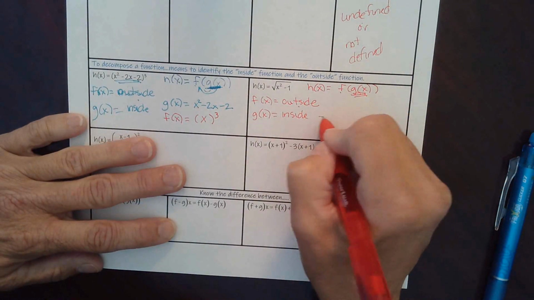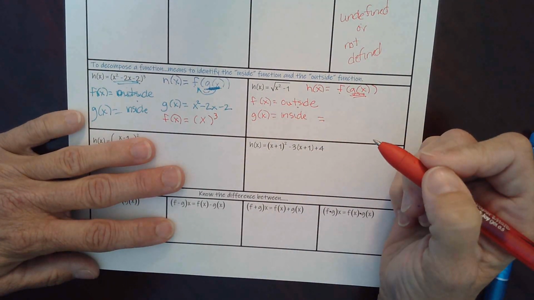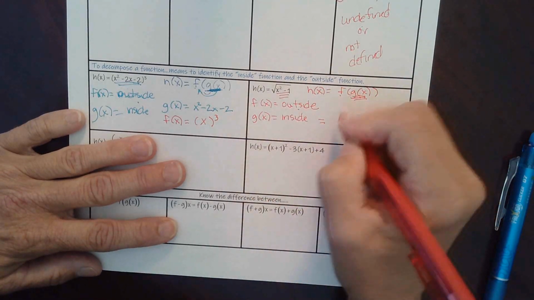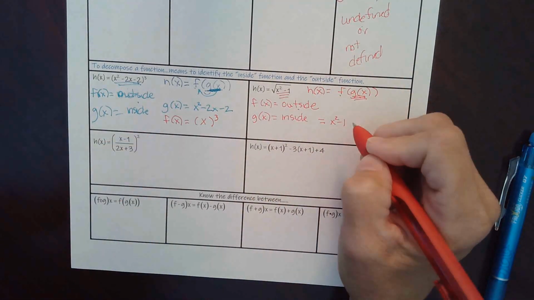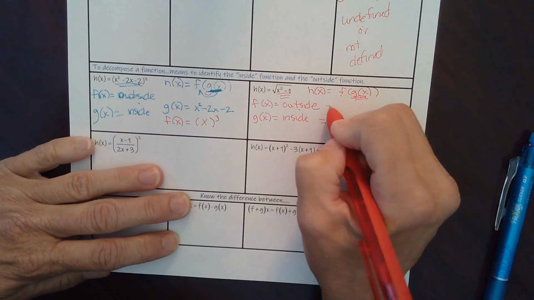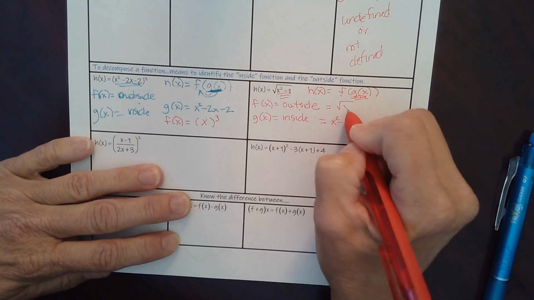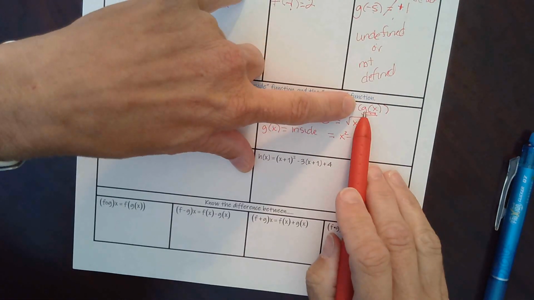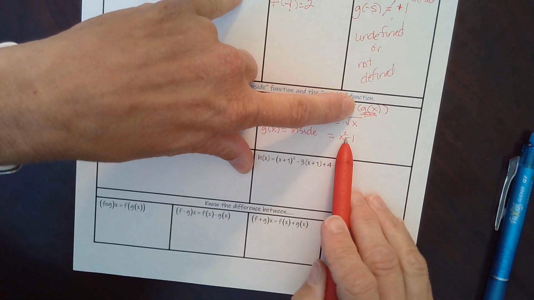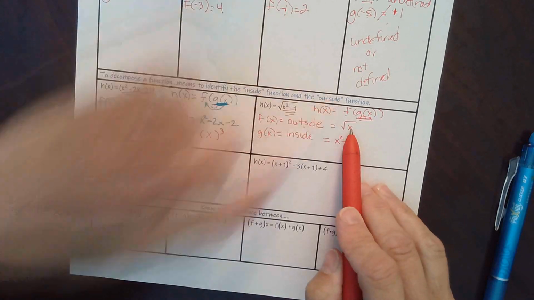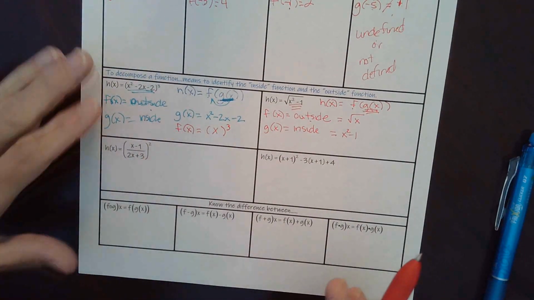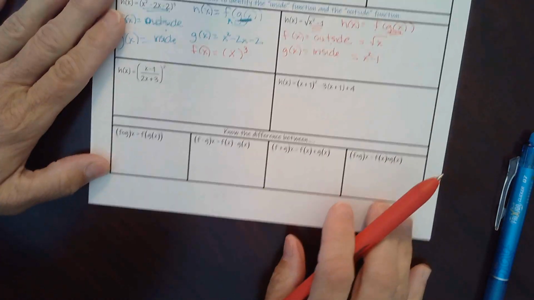Okay, so what's the inside function? The inside function is x squared minus 1, and the outside function is the square root of x. Because f of g of x, if you take g, which is this, and you put it into f, which is this, you get what you started with. Okay?